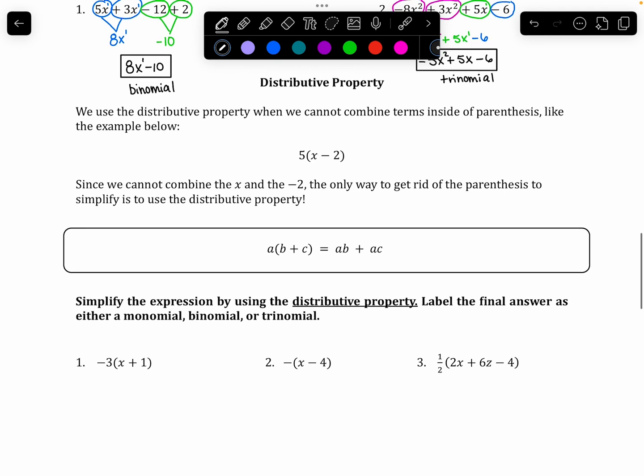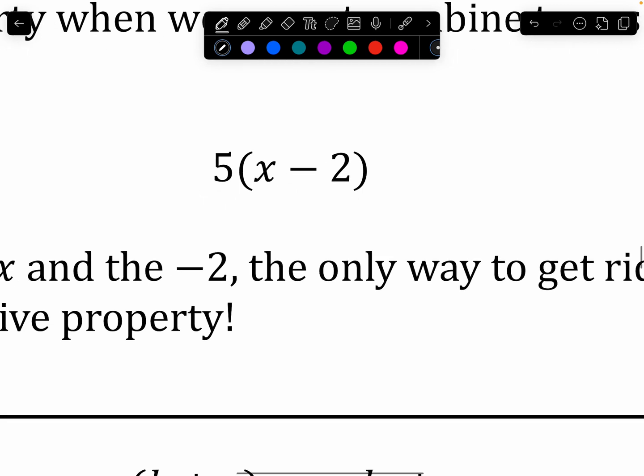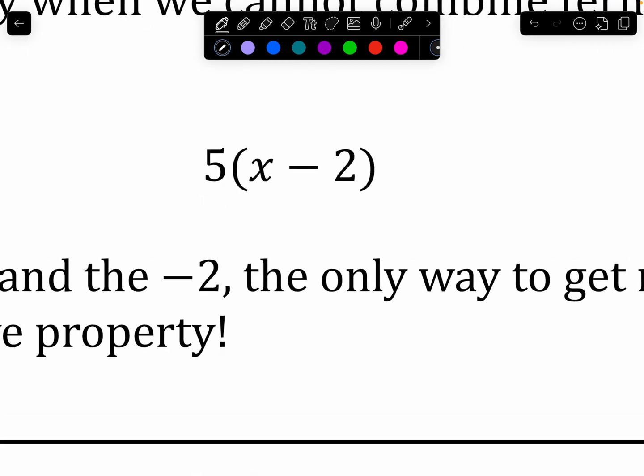All right, now we're getting into the meat of the notes today, and it is going to be over the distributive property. We use the distributive property when we cannot combine terms inside of parentheses like the example below. So yesterday, or whatever day it was, when you learned about 1.1 PEMDAS, PEMDAS tells us that we must simplify parentheses first. The problem is I might end up with something that I cannot simplify. If you look inside of my parentheses, I have an x and a negative 2, but x and negative 2 are not like terms. I cannot add them together, but I still have to get rid of my parentheses.